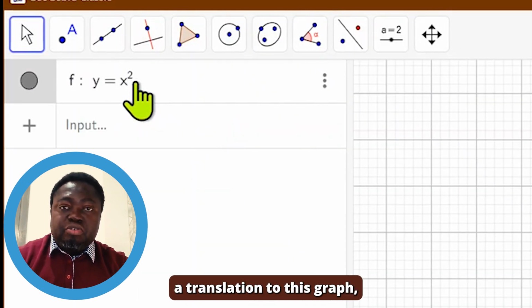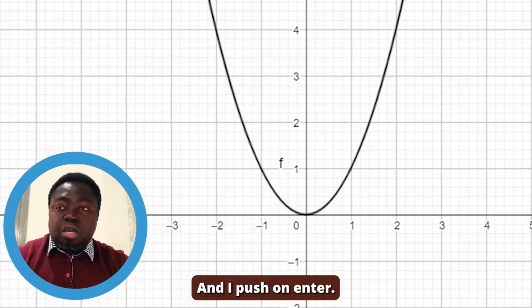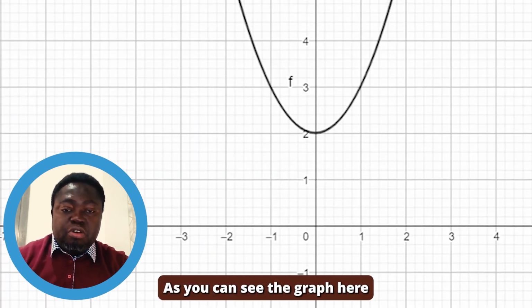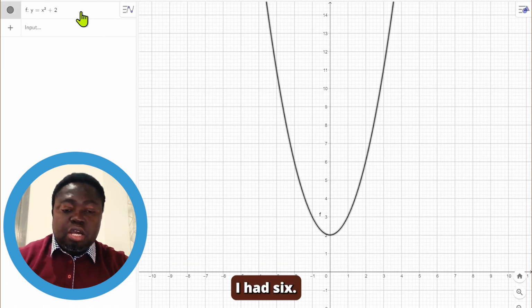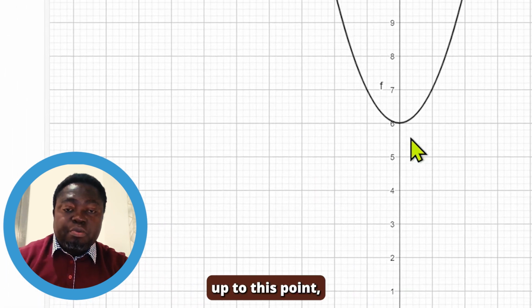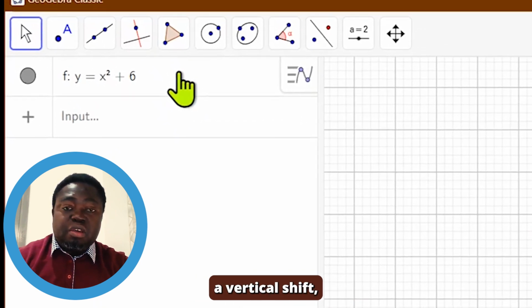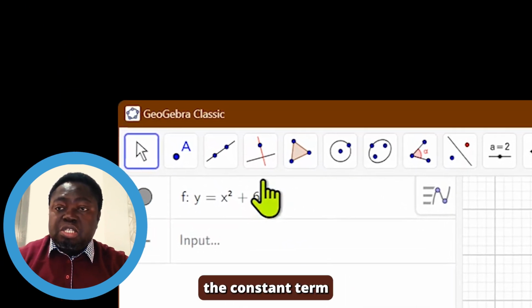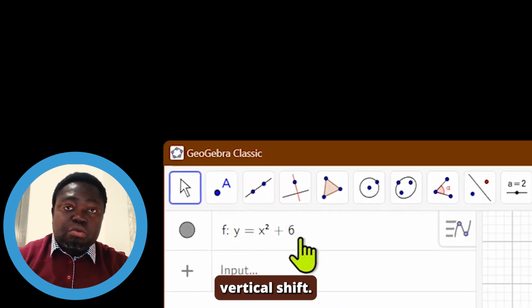Now, if I decide to apply a translation to this graph, I need to alter the equation of this graph. Right now, what I have is y equals x squared. But let's say I just add 2 and I push enter. As you can see, the graph here has jumped 2 units upwards. What if instead I add 6? As you can see, there is a gap from the origin up to this point, which is 6. Which means that if there is going to be a vertical shift, the constant term that we add to our equation right there ensures that vertical shift.